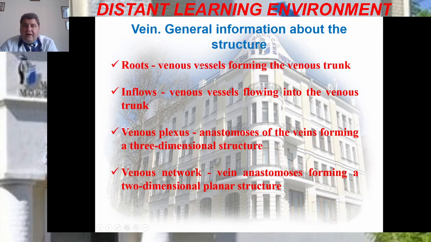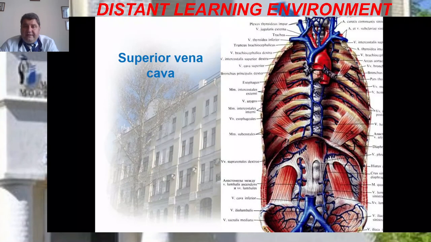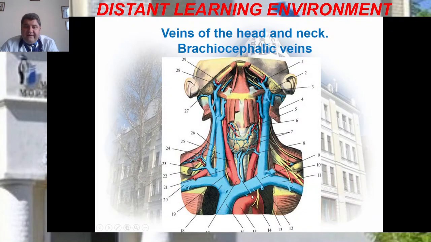The roots are venous vessels forming the venous trunk. You may see the superior vena cava here, and on this picture the superior vena cava and the brachiocephalic veins. The more vertical and shorter one is the right brachiocephalic vein, and the longer and oblique one is the left brachiocephalic vein.